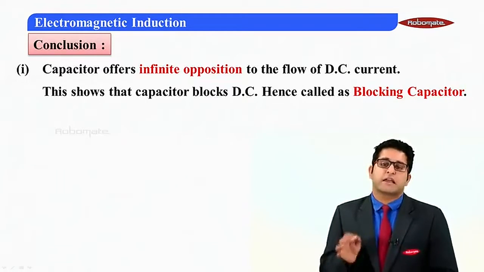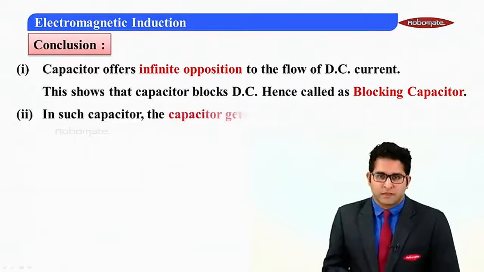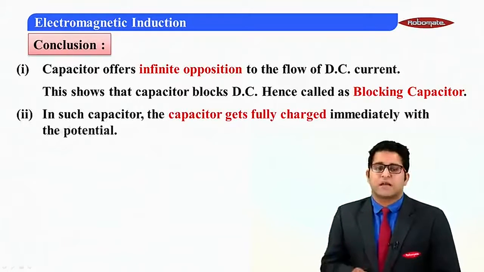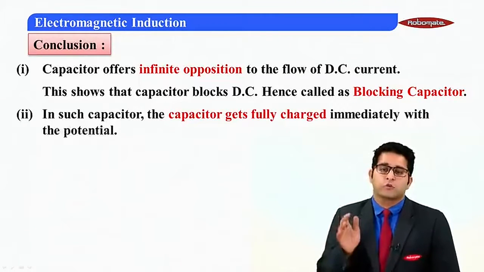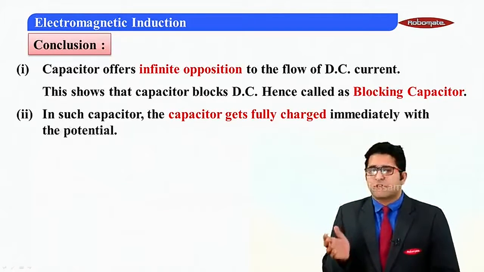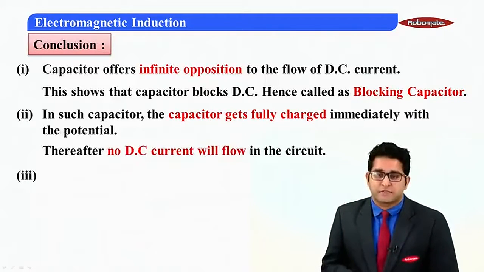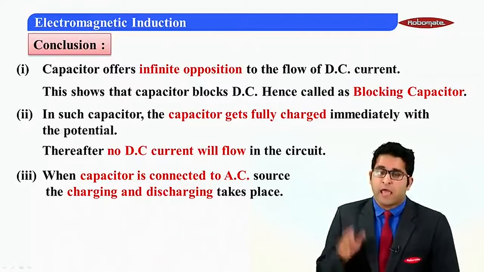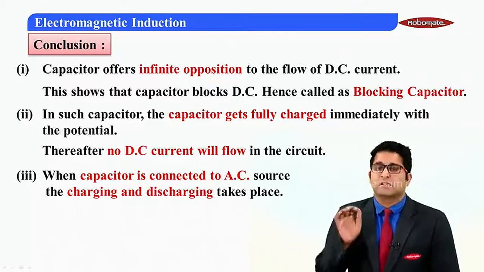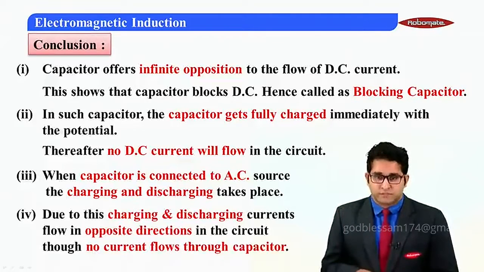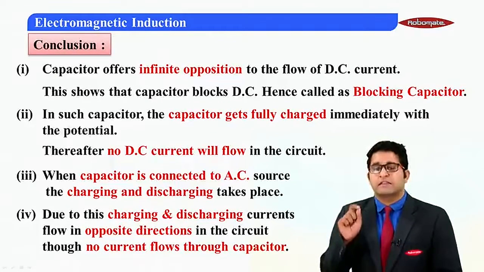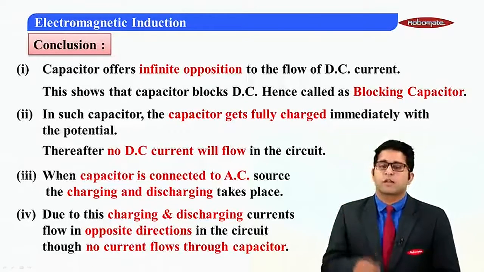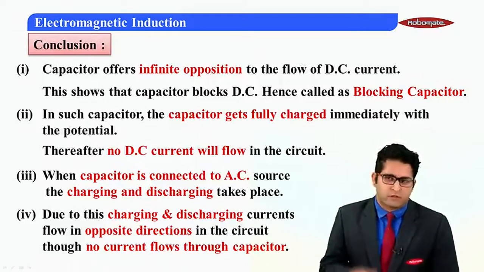Now what happens in this case? Whenever a capacitor is connected across a DC source, it gets charged, and until it gets charged there is a current flowing through it. But once it is charged, there is no flow of current through the capacitor. Now if I connect this capacitor in an AC circuit, charging and discharging of the capacitor will take place, and because of this the direction of current in the circuit will be reversed. Hence there is AC current flowing in the circuit, and still there is no current flowing through the capacitor.